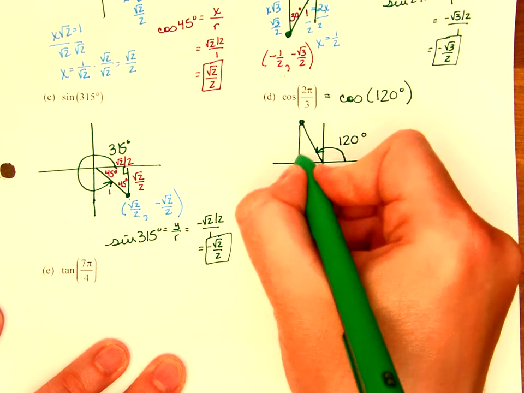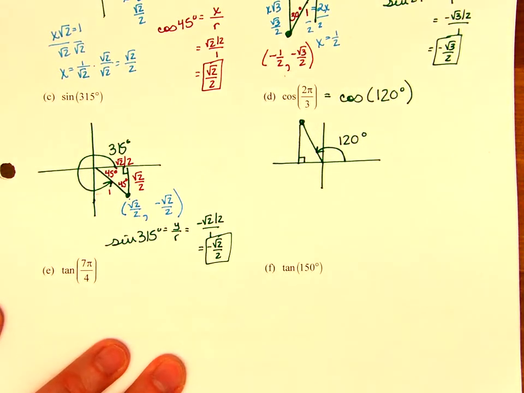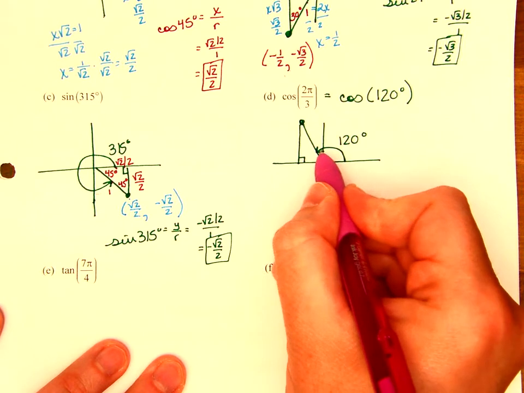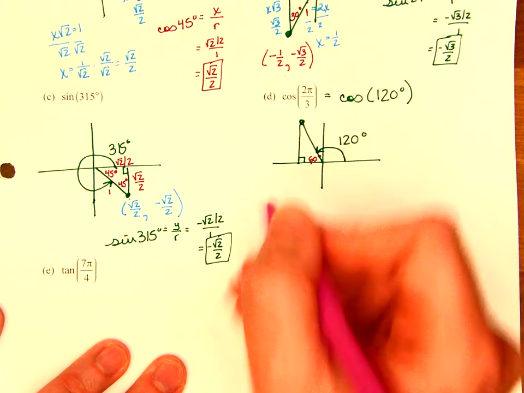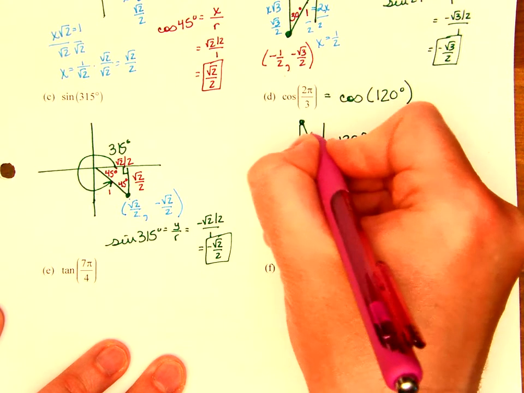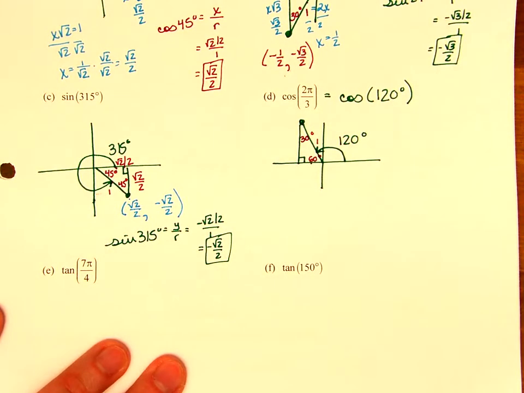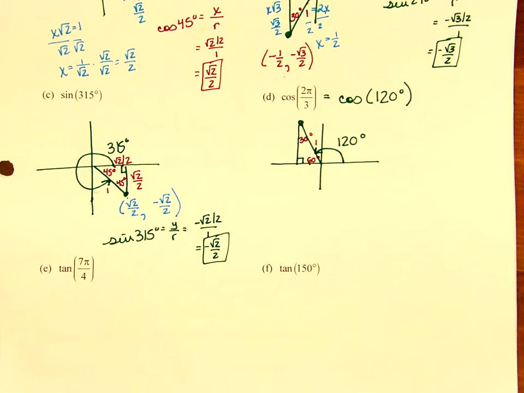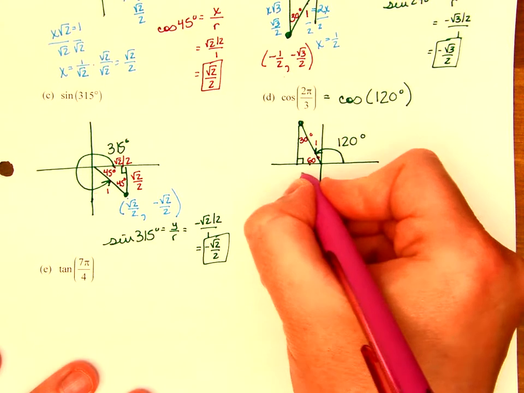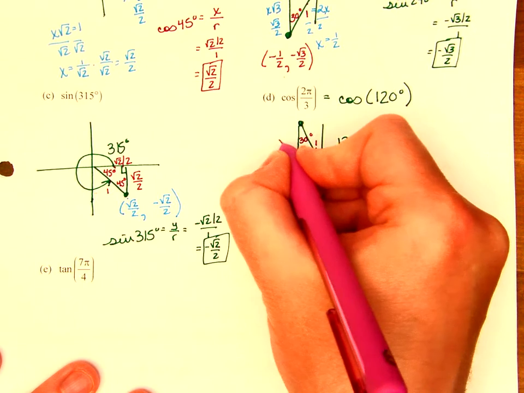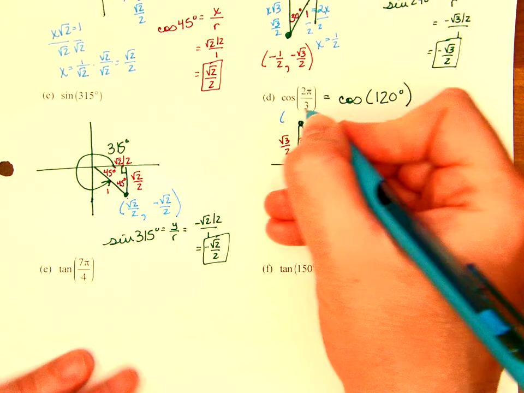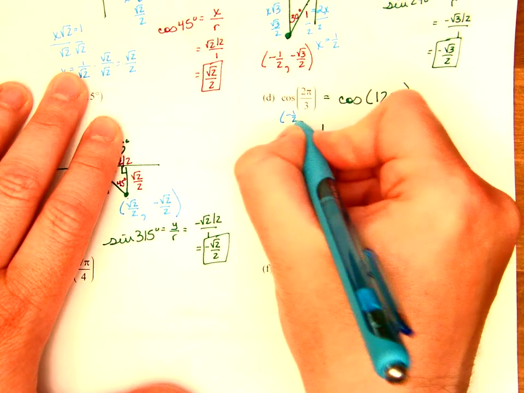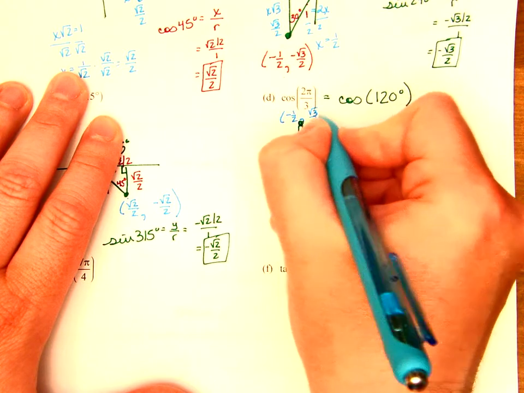120. There's my right triangle. From 120 to 180 is a difference of 60, so I know that has to be a 60-degree angle. And I know this has to be a 30-degree angle, and that side is 1. I know from that triangle on the top of the page what's across from 30 is a half, and what's across from 60 is root 3 over 2. I know my coordinates are going to be negative a half, comma, positive root 3 over 2.